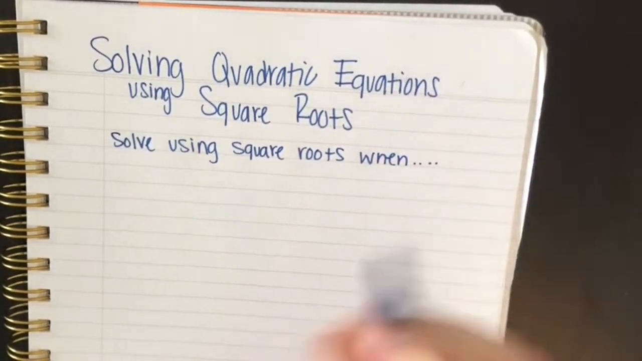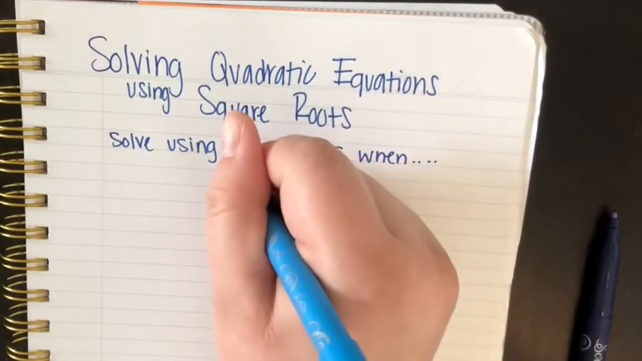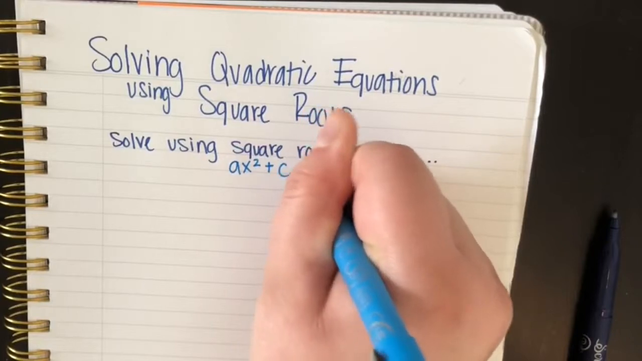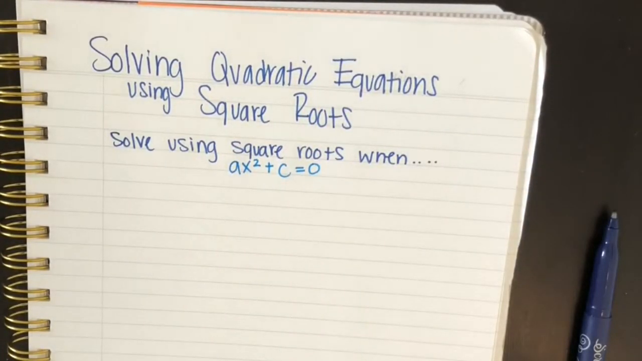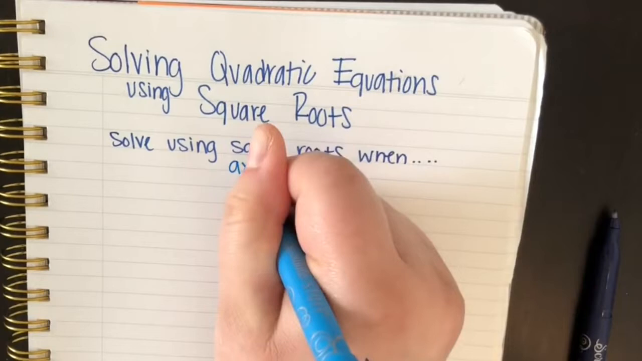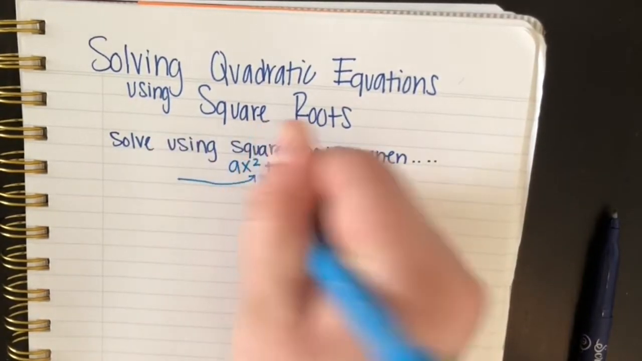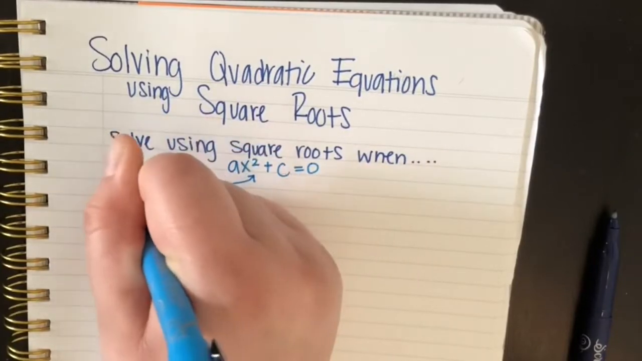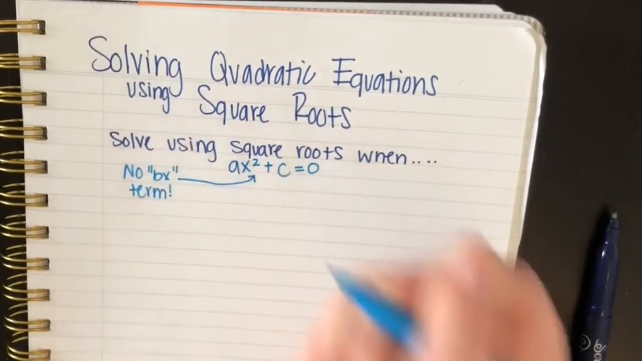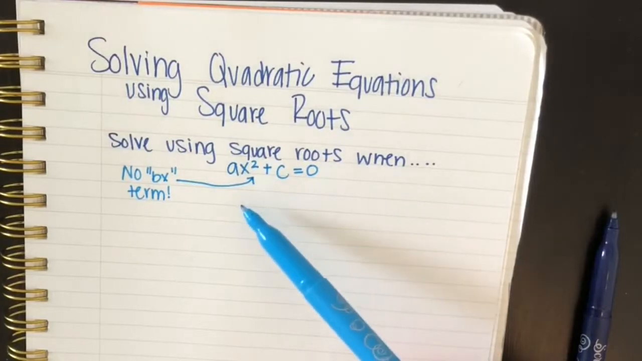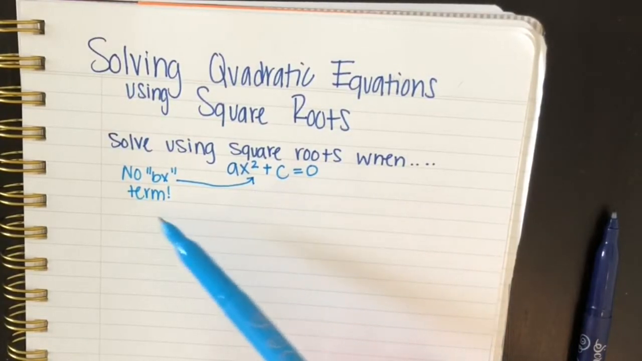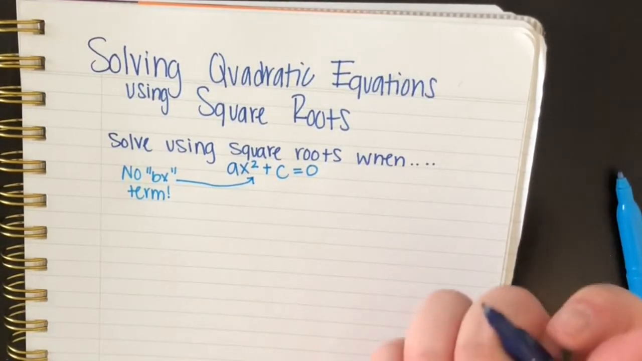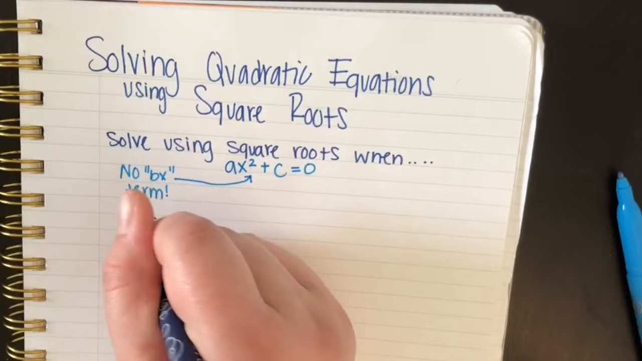When we see ax squared plus c equals 0, the thing to notice here is that there is no bx term. Normally our standard form equation is ax squared plus bx plus c, but in this case there is no bx term.